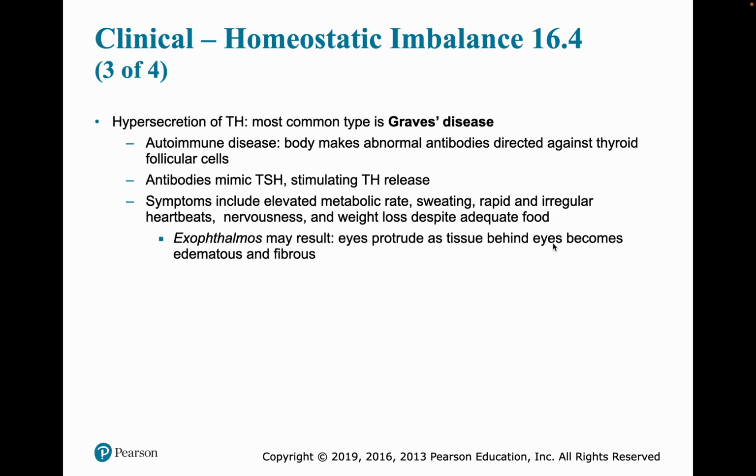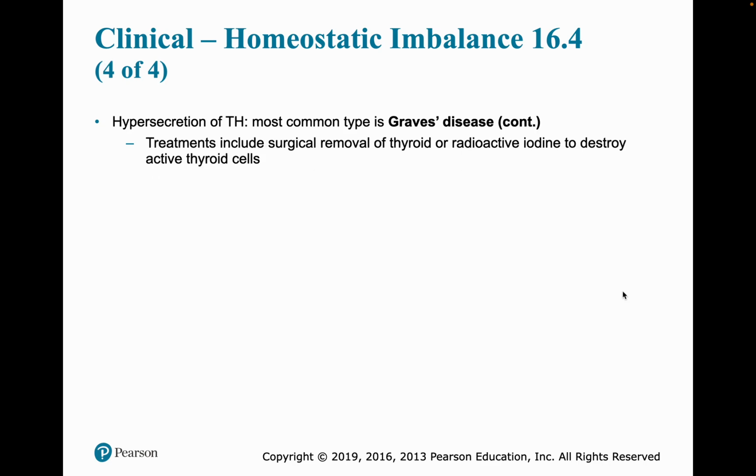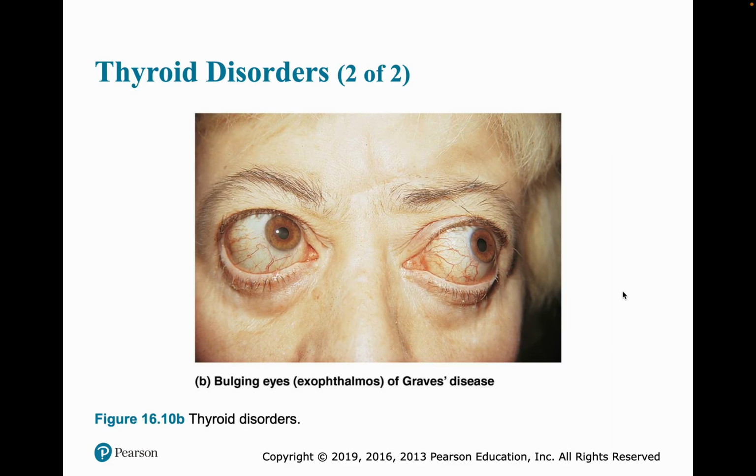One of the key features of this is something called exophthalmos, in which the eyes protrude as the tissue behind the eyes becomes edematous and fibrous. And that's this next image. Oh no, we'll get the image in a minute. So treatment for this would include the surgical removal of part of the thyroid or radioactive iodine that destroys the active thyroid cells. Here's exophthalmos.